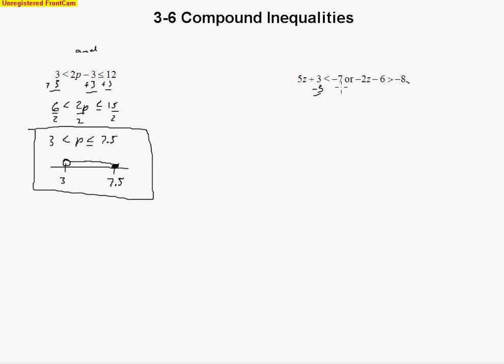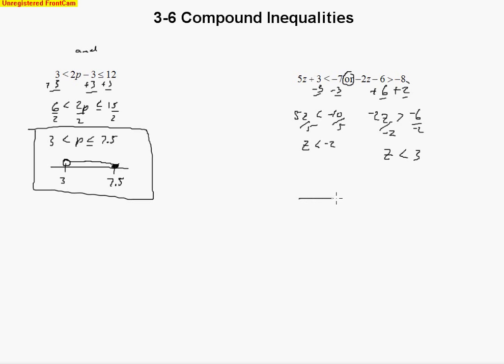Two-step equation here. Notice that it is an OR statement though. So I've got 5z is less than negative 10 when I divide by 5. I've got z is less than negative 2. Notice I did not switch the inequality sign because I divided by a positive. Where on this one, when I go ahead and do it, I've got negative 2z is greater than negative 6 when I divide by negative 2. Notice this time I do have to switch the inequality sign, so z is less than positive 3.